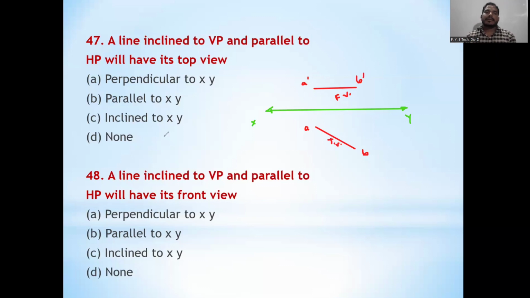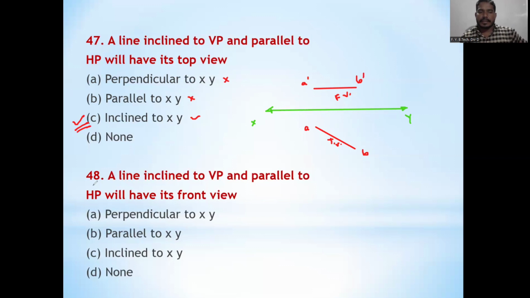Okay, we'll see now. A line inclined to VP and parallel to HP will have its top view. We are able to see its top view is inclined to XY. So we'll see the options. Perpendicular to XY, it's not correct. Parallel to XY, it's not correct, because parallel to XY is its front view. Inclined to XY, it's correct. So option C is the correct one here, because its top view is inclined to XY.